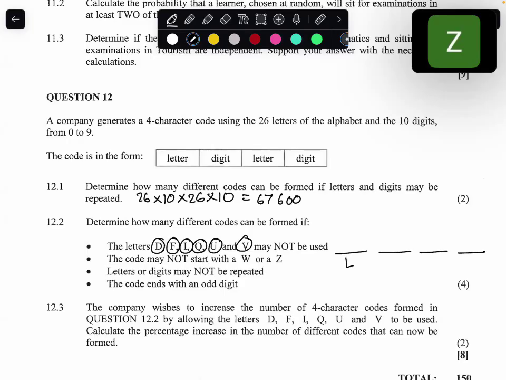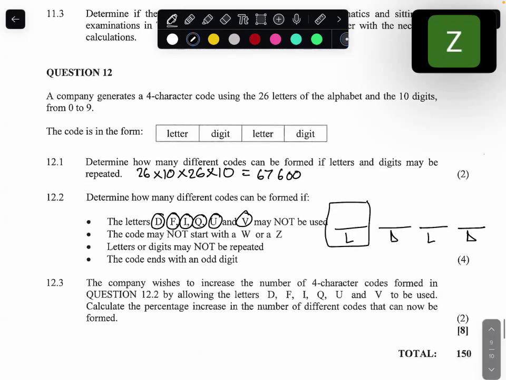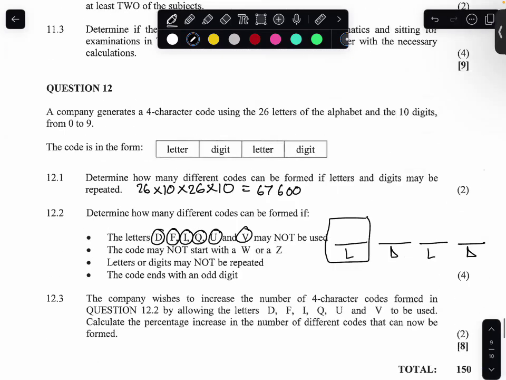This is a letter, this is a digit, this is a letter, this is a digit. All right. I'm going to start with the first one. First of all, out of the 26 letters used, we're not using 6 of them.